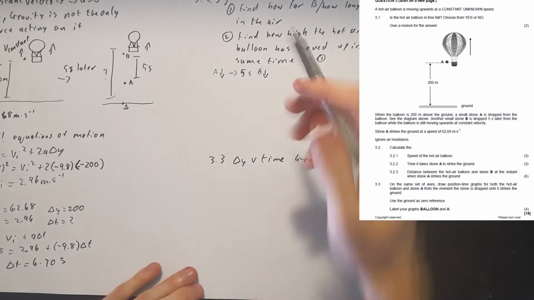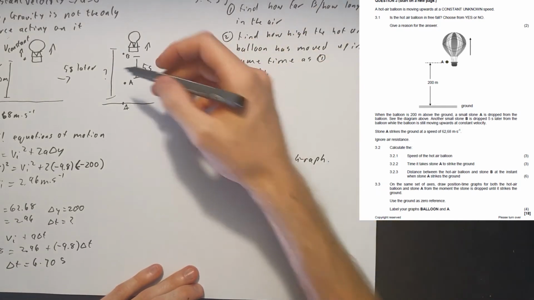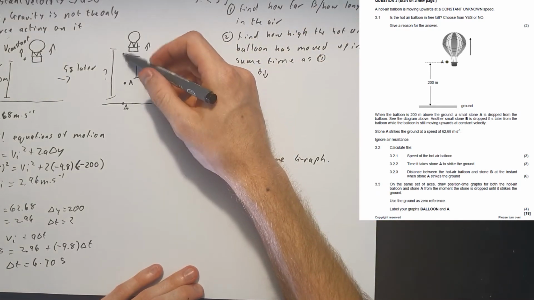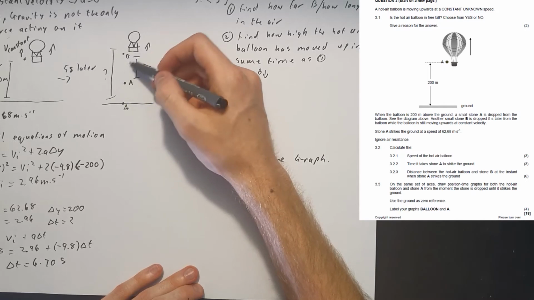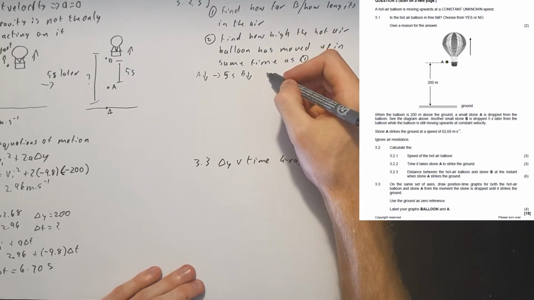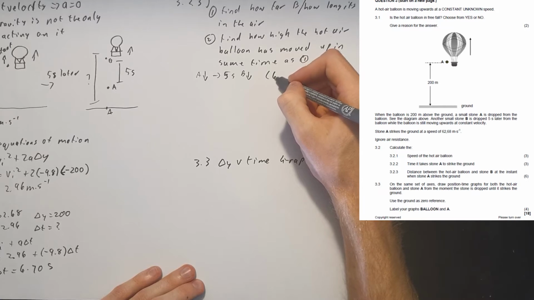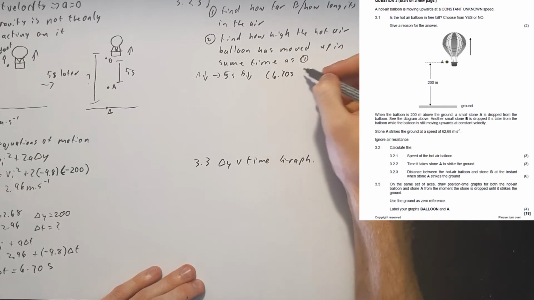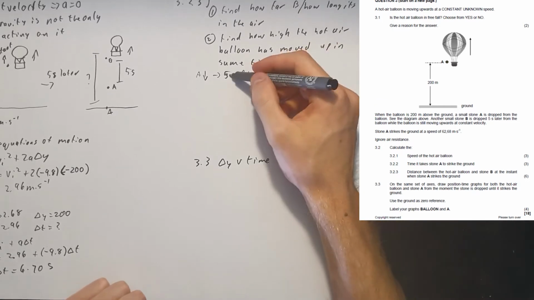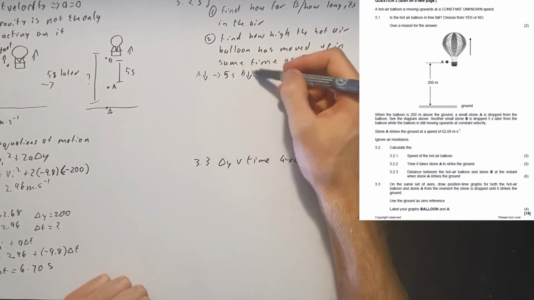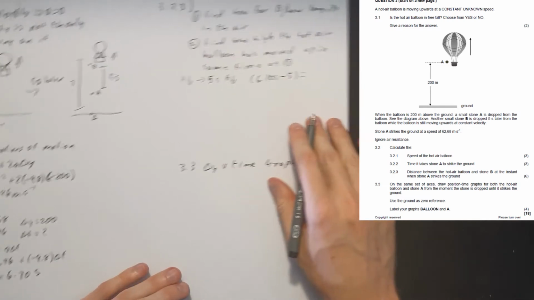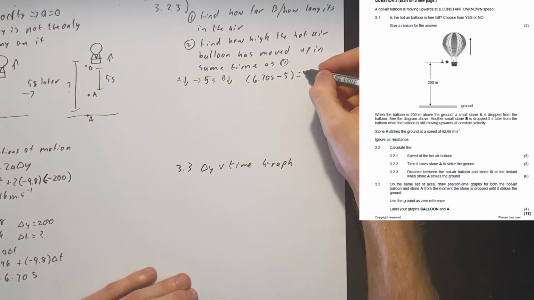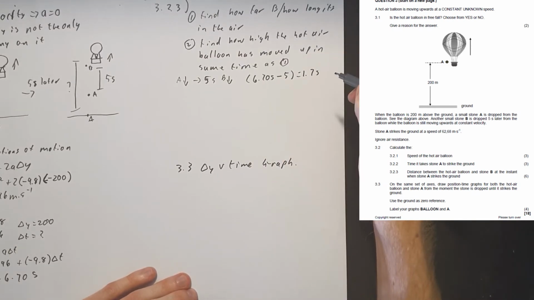Okay, so we are going to take the change in time between how long it took A to hit the ground and for B to be in the air. What do I mean by that? We are going to take this 6.70 seconds minus the 5-second delay, because remember, 5 seconds after dropping A, we then drop B. So therefore, B's only been in the air for 1.7 seconds.